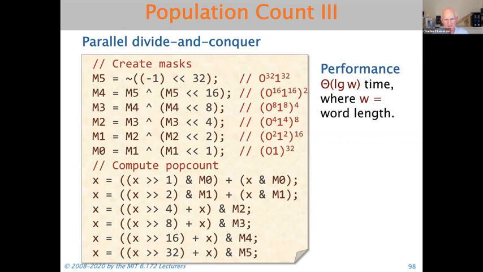So that's much better than order W time, which the other ones were. Moreover, it's pretty much all done in registers. The constants are excellent for this code.